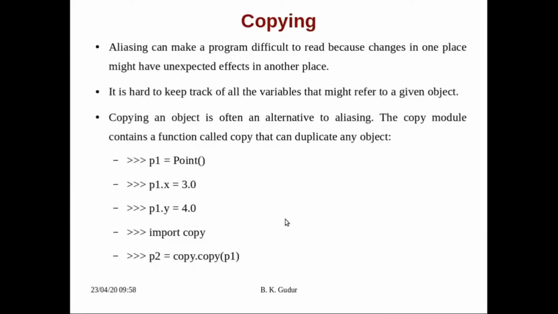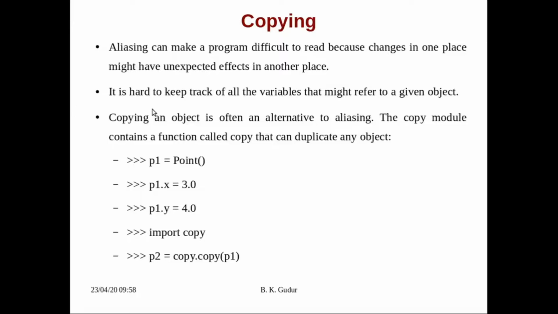With this, we'll move on to copying an object. How do we copy an existing object? Remember one thing, aliasing can make a program difficult to read because changes in one place might have unexpected effects in another place. We discussed this earlier also. Whenever we create aliasing, because of a larger number of aliases, it is hard to keep track of where the object is changing. For that purpose, what we normally do is create a copy of that object and work on that object.